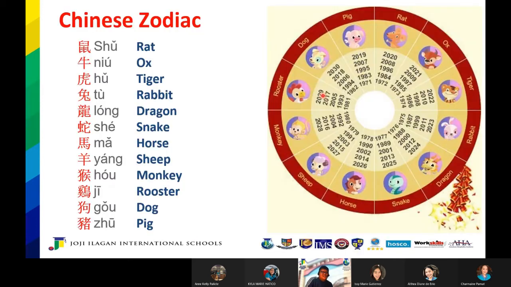We also need to learn the Chinese words for these different zodiac signs, just to build up your mind, so we can identify these different characters and also the pronunciation. Simulan muna tayo sa Year of the Rat. Rat in Chinese is shu. Take note of this. Shu means rat.